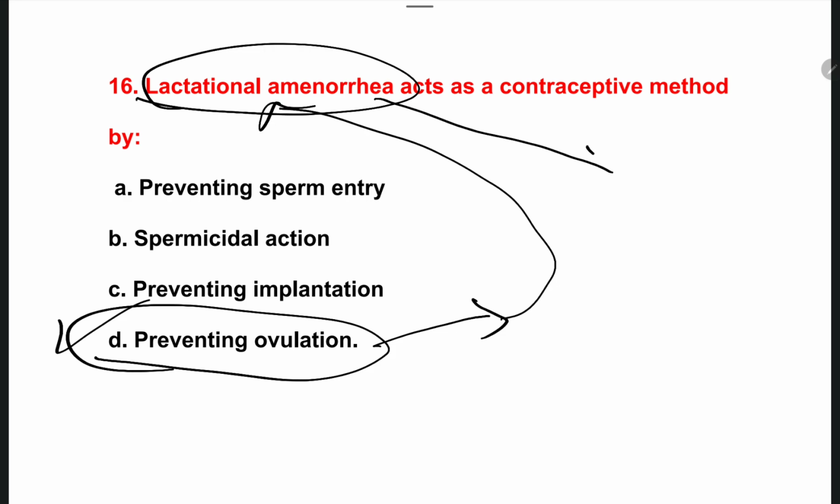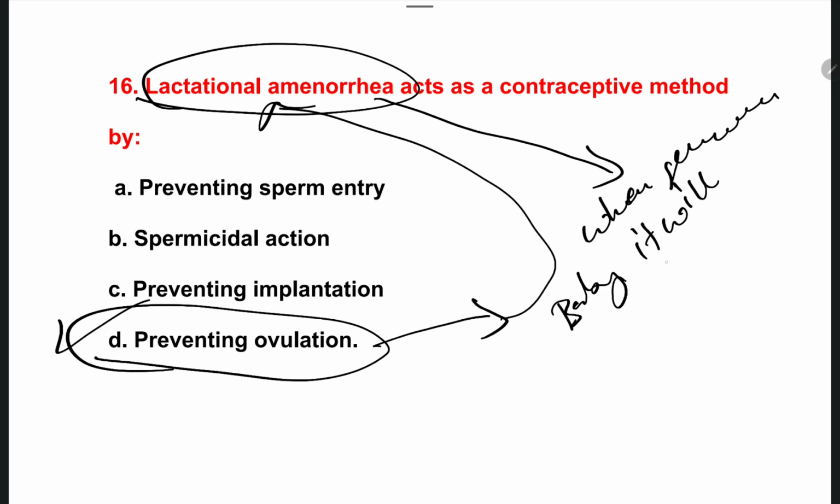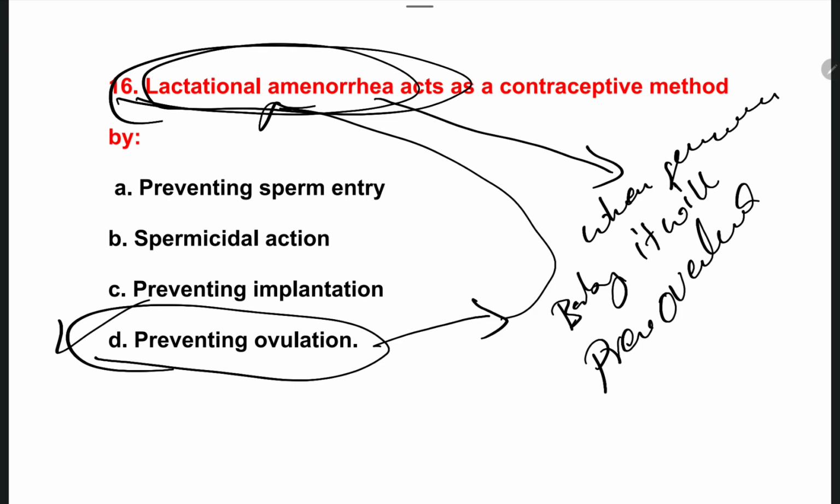Lactational amenorrhea is nothing but when the mother is breastfeeding the baby, what will happen? It will act as a preventer of ovulation. Okay, it is nothing but lactational amenorrhea.